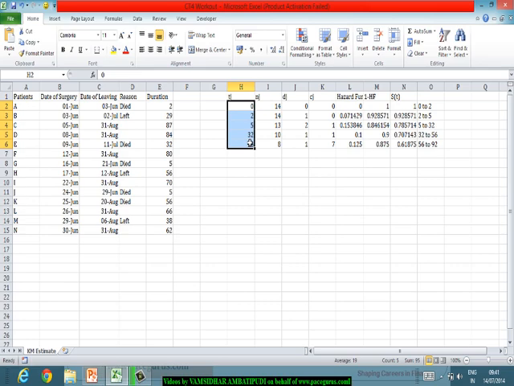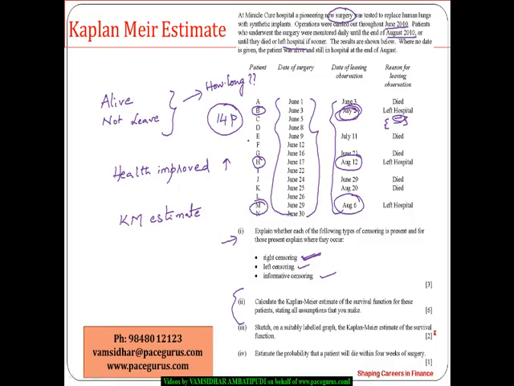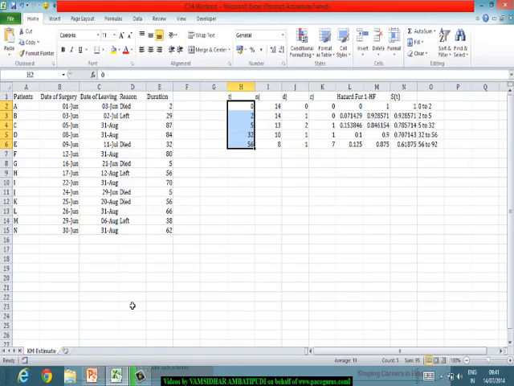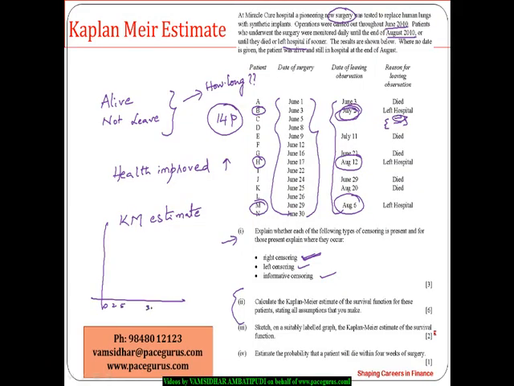A simple graph can be plotted by taking time on the x-axis, like 0, 2, then 5, then 32, 56, like this. From 0 to 2 the survival function is 1, then there is a small dip to 0.9, then again a dip. This is the way the typical survival function works out in a Kaplan-Meier estimate. So that is a suitably labeled graph, fair enough.